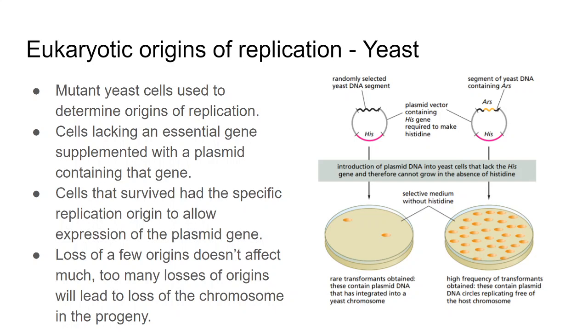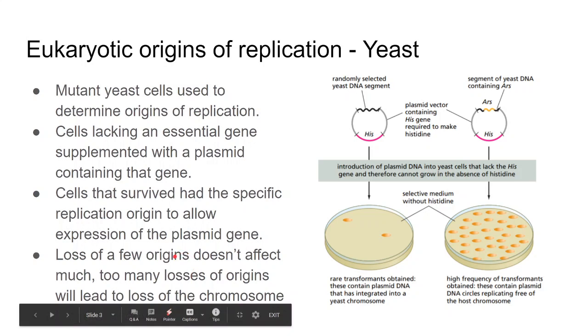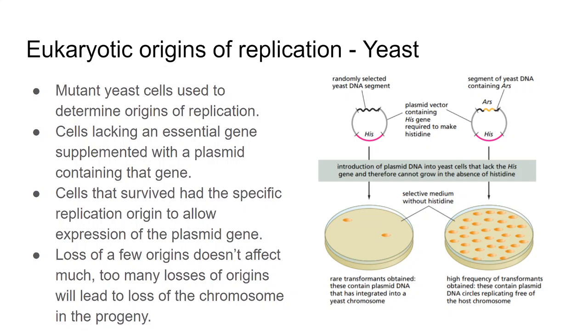Therefore, when the cell cycle starts, when the DNA replication begins, only chromosome number 1 and 2 will be passed on to the progeny cells. Chromosome number 3 will not have completed its replication to be able to be passed on. If it does not complete replication, it does not have two copies to give one to the daughter. That's why loss of too many origins will lead to loss of the entire chromosome from the progeny. It will not replicate fast enough to be passed on.